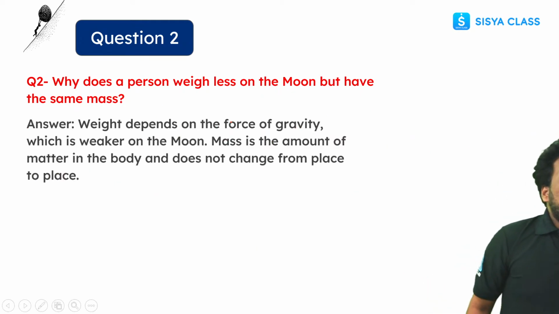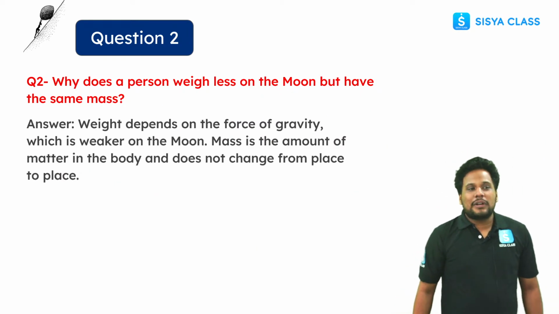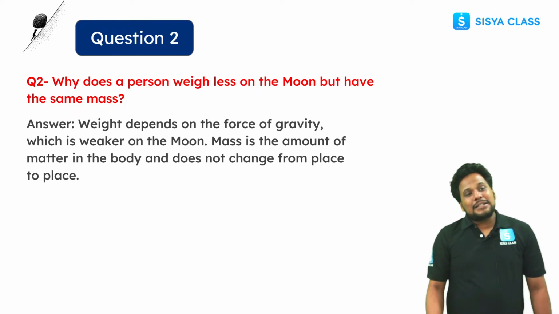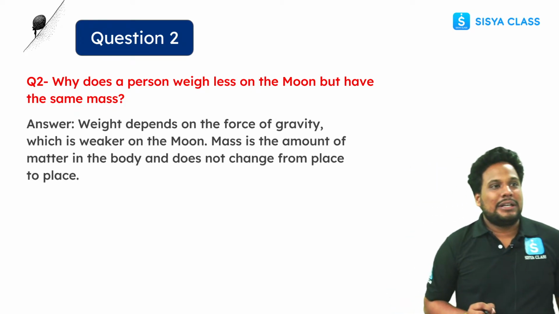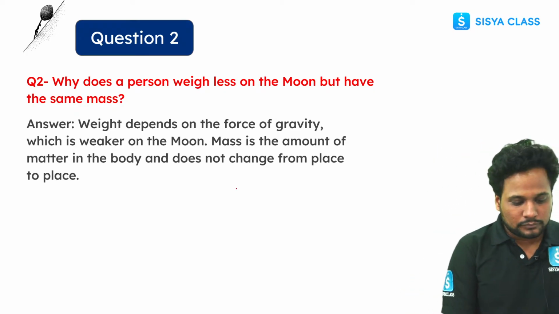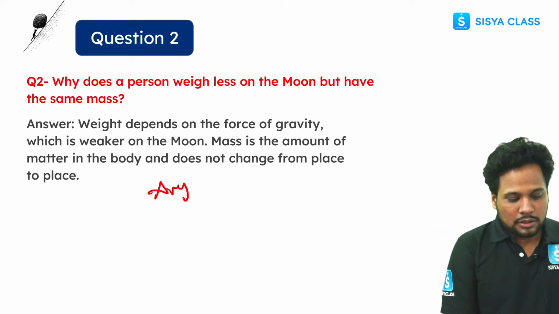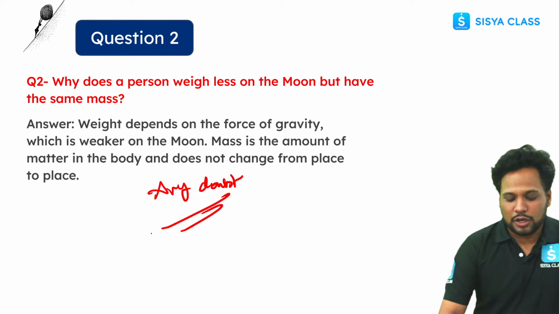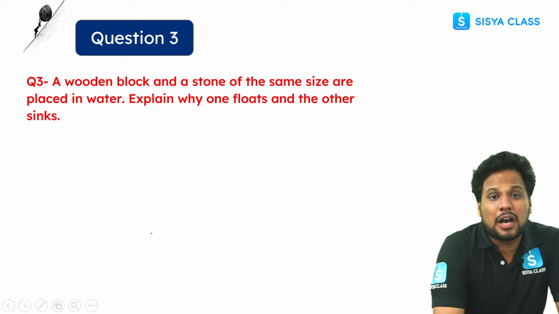So you can write that weight depends on the force of gravity, which is weaker on the moon, but mass is the amount of matter in the body and does not change from place to place. This is clear, guys? Yes. Any doubt in this concept? No doubts. Okay.